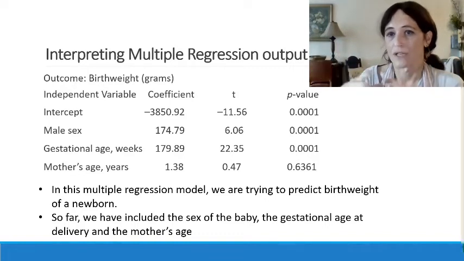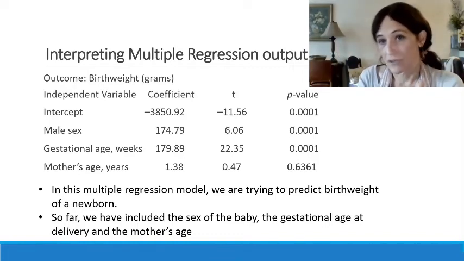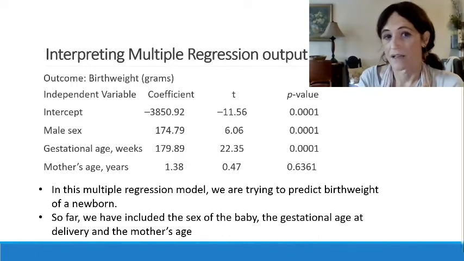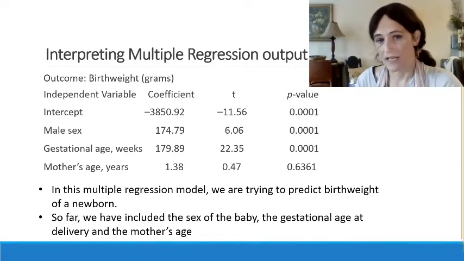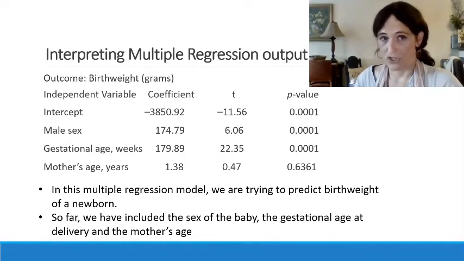But also we could look at our R-square value and see what would happen if we remove gestational age, to see how much the R-square value decreased. Likewise, we could do the same with male sex, and we could use that as our criteria for determining which of the two is the more important predictor. So right now we've included sex of the baby, gestational age, and mother's age. And we have two significant predictors and one non-significant predictor.